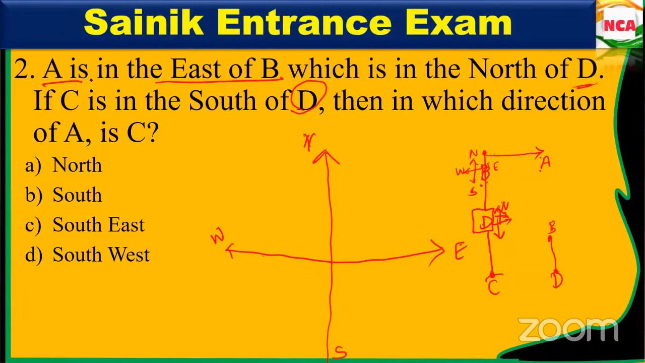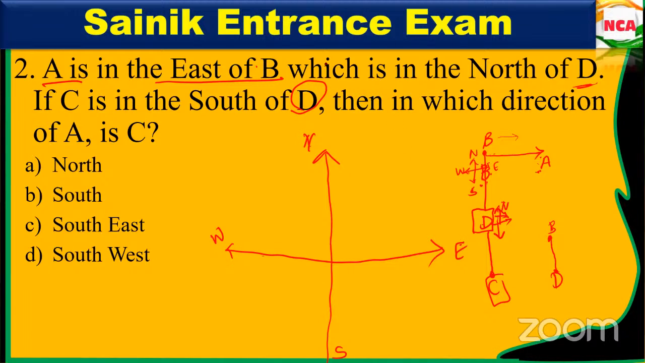So A is in the east of B. See, listen carefully. A is in the east of B. A is in the east side of B. Correct? The statement is matching with the diagram, right? So A is in the east side of B. This is B's east side, right? So it is in the east of B.